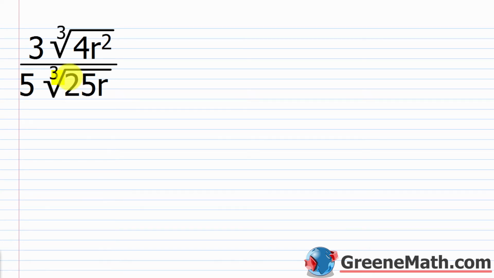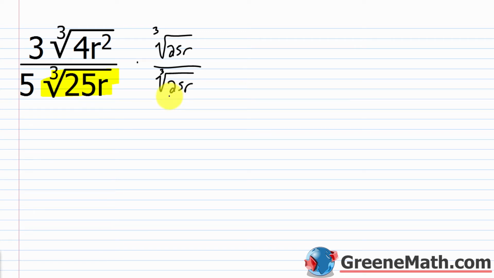So you're looking at this and you're saying, okay, I want to simplify this. A lot of students will just start out and go, okay, you know what? I'm going to multiply this by cube root of 25r over cube root of 25r. Now, 25 times 25 is 625.